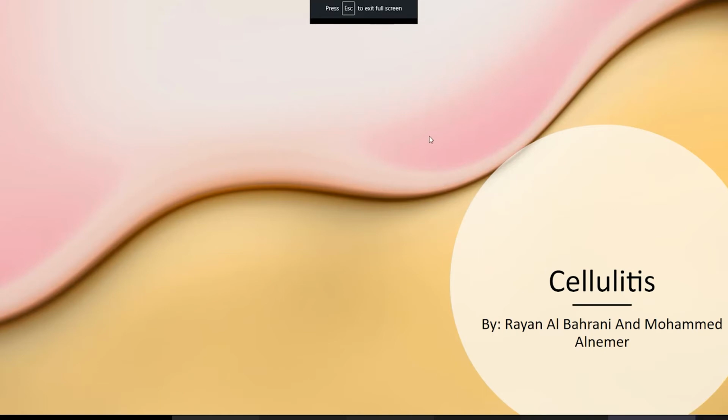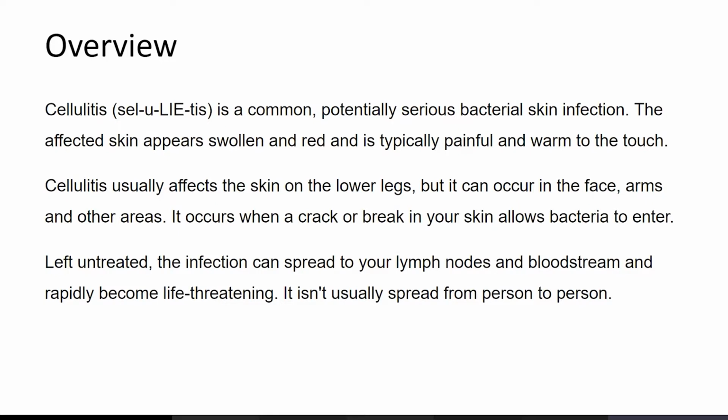Today we're going to talk about cellulitis. Cellulitis is a common, potentially serious bacterial skin infection. The affected skin appears swollen and red and is typically painful and warm to the touch. Cellulitis usually affects the skin on the lower legs, but it can occur in the face, arms, and other areas.